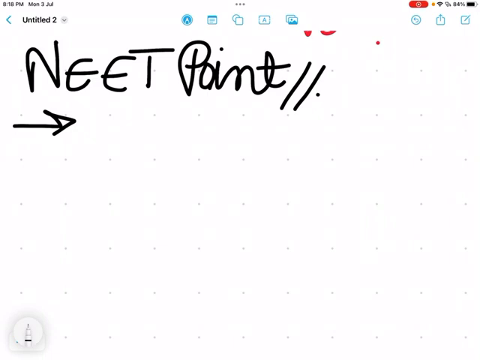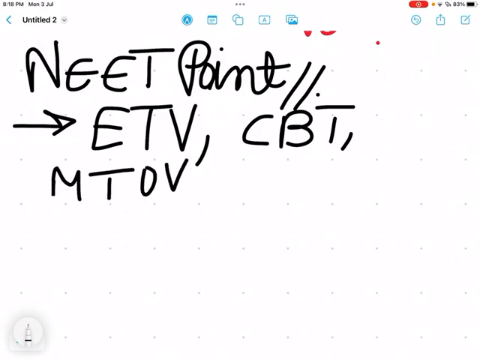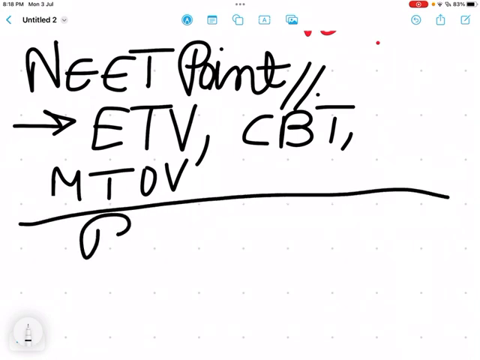So notice I'm writing in short: electron theory of valency, or chemical bond theory, or the modern theory of valency. This was proposed by whom? Our good old father of chemistry, none other than Bohr. He had introduced it through the Bohr atomic theory.